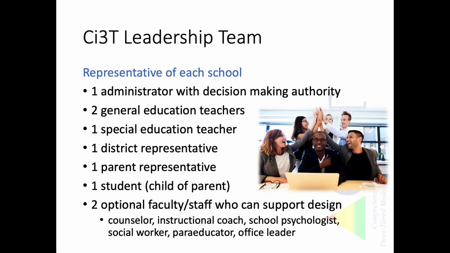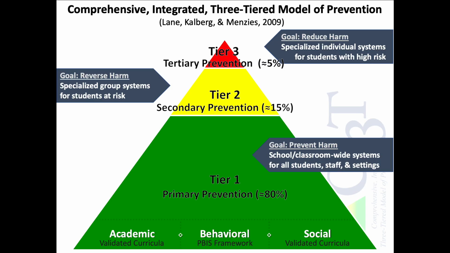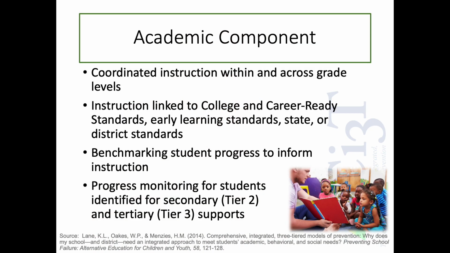This model was built by a school site Ci3T leadership team who are representative of the faculty and staff. They will build the school's Ci3T implementation manual over the course of a school year with feedback from all faculty and staff. What's unique about Ci3T is that it attends to students' development in academic, behavioral, and social-emotional learning domains. The Ci3T leadership team develops a primary prevention, or Tier 1 plan, focused on these three domains. For the academic piece, in many states this is linked to the Common Core state or district standards, anchored to college and career readiness standards.